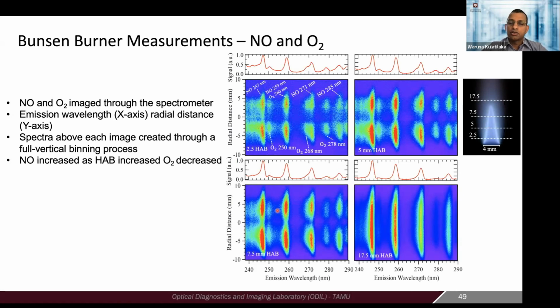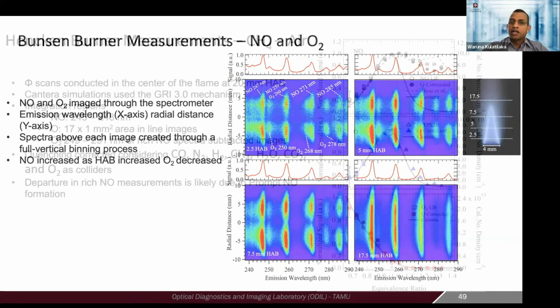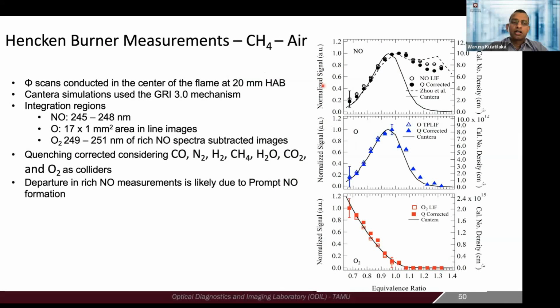This is a line image, with the wavelength on this side and the radial distance on the other side. You're basically imaging onto the slit of your spectrometer. So you can identify these specific emission lines, generate the spectrum, and find the regions where you can do separate, interference-free detection of individual species, which we can then quantify. When it is all said and done, you identify the detection regions as listed in here.